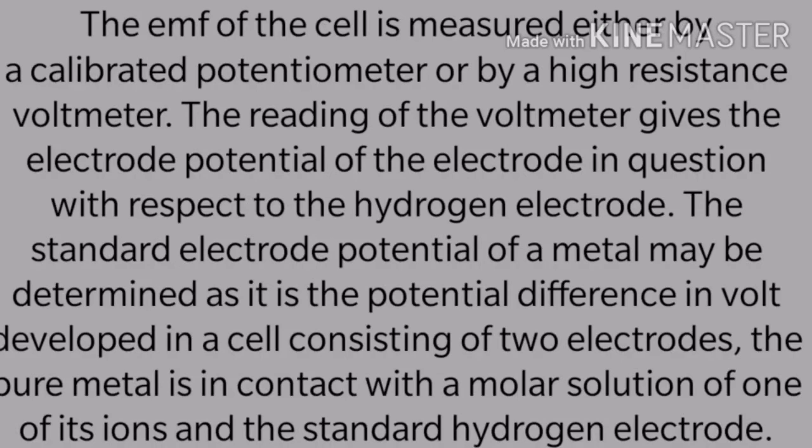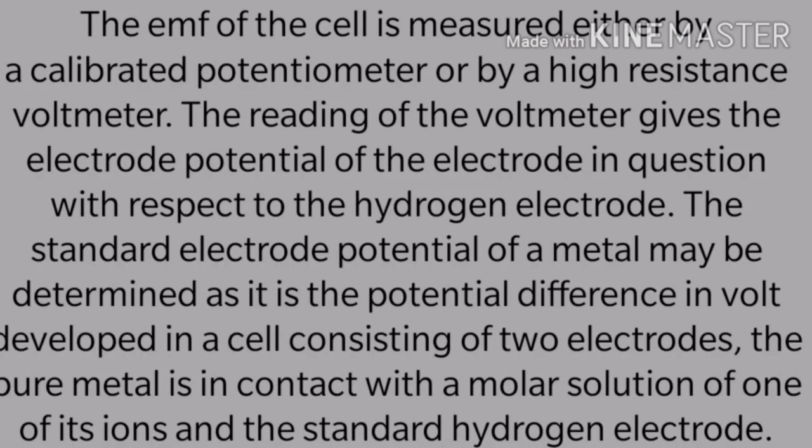The reading of the voltmeter gives the electrode potential of the electrode in question with respect to the hydrogen electrode. The standard electrode potential of a metal may be determined as the potential difference in volts developed in a cell consisting of two electrodes: the pure metal in contact with a molar solution of one of its ions, and the standard hydrogen electrode.